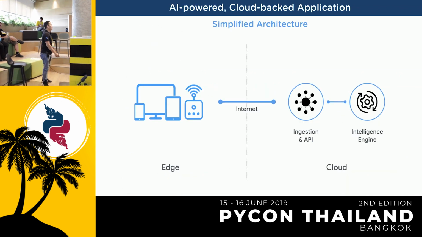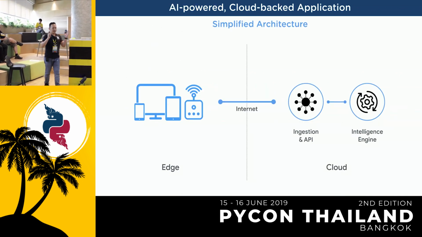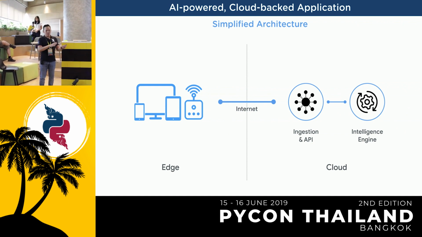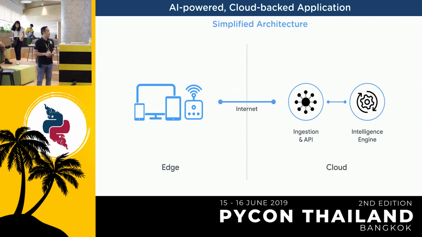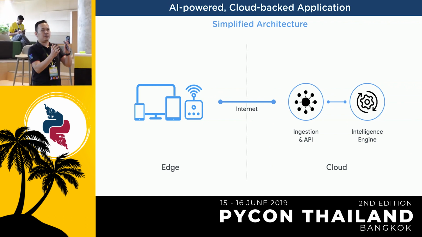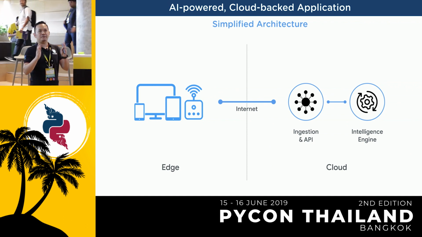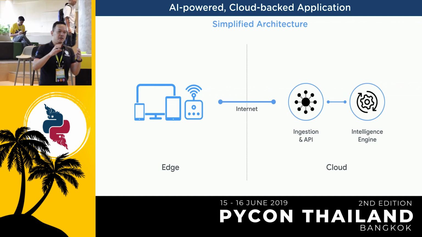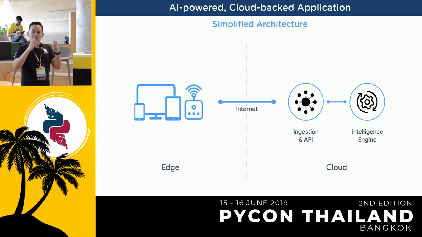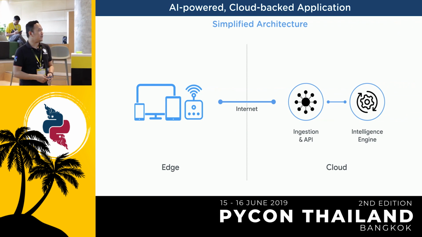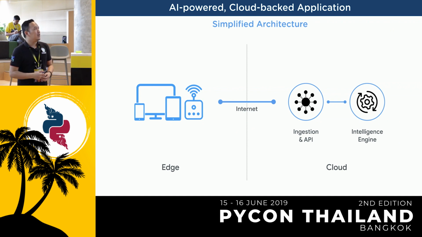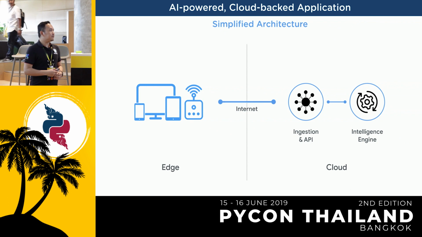So if we simplify the architecture for an application that is powered by AI and also backed by the cloud, we can separate between edge and cloud, right? Edge is something that is near to the user or near to the device which is deployed, whether it's IoT, a user application, or a browser, and then the cloud itself.